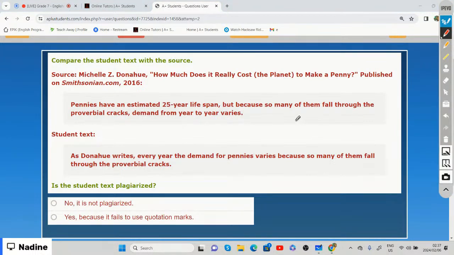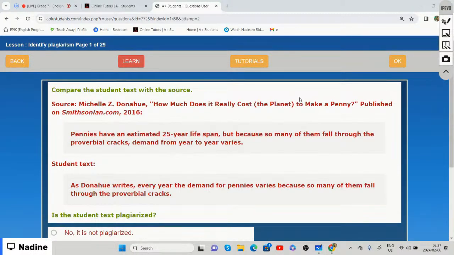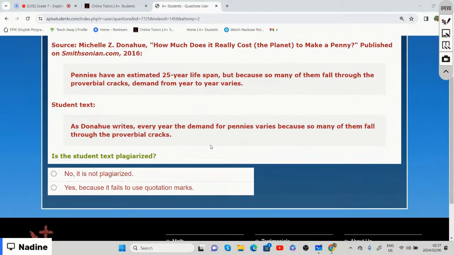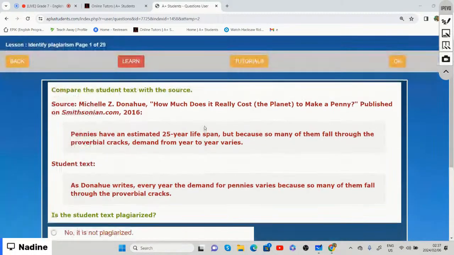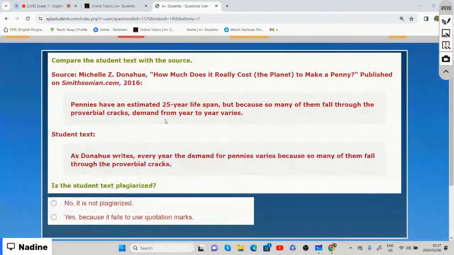All right. So now we are doing a test, right? We're going to say if these texts are plagiarized or not. If we look at these two texts, do you think it was plagiarized? As in, no, it is not plagiarized, or yes, it is because it fails to use quotation marks.